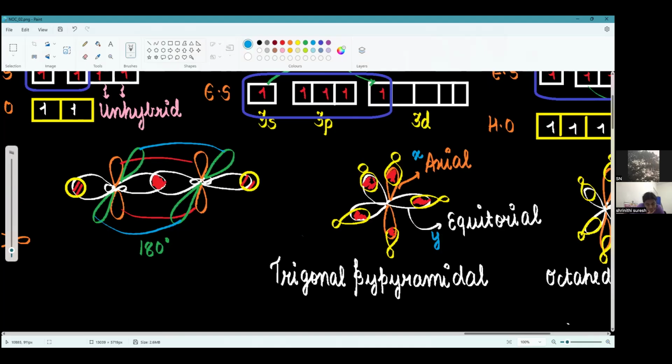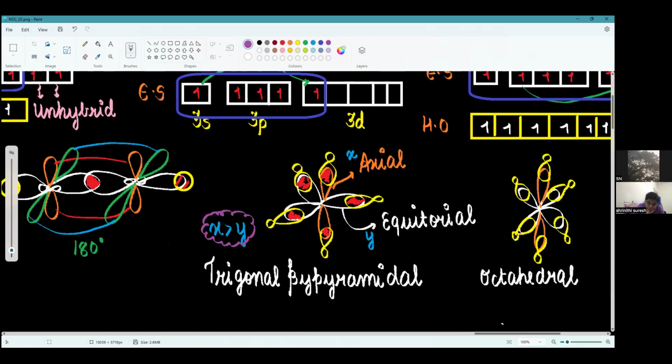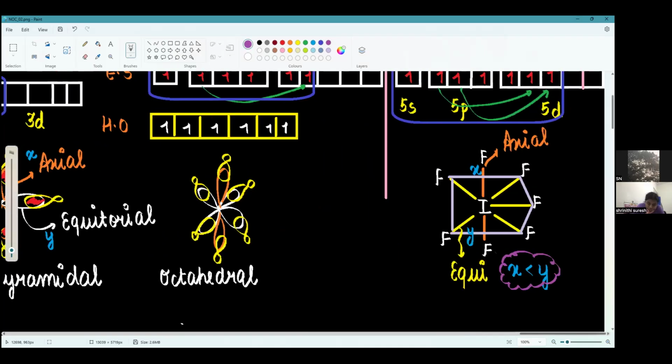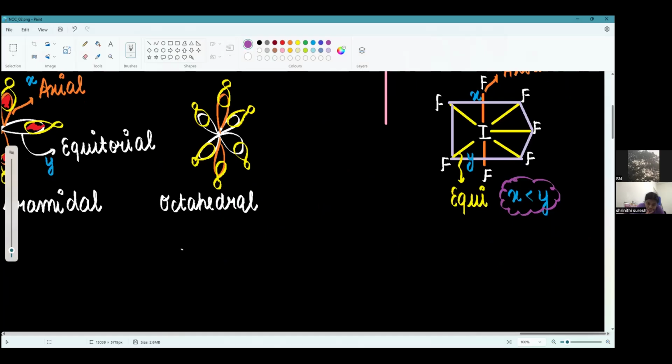But if you take the trigonal bipyramidal geometry, if the axial bonds were of x bond length and equatorial of y, I told you x is greater than y. Axial bonds are greater than equatorial bonds for a trigonal bipyramidal geometry. But for a pentagonal bipyramidal geometry, I will write it down over here. It is a pentagonal bipyramidal geometry.